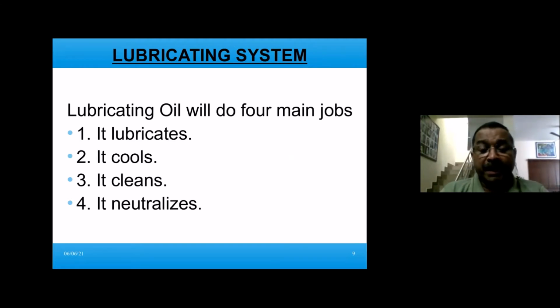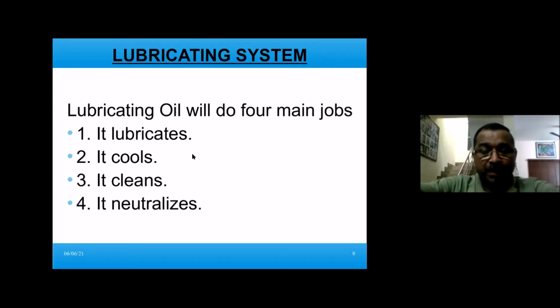Our lubricating oil will do four main jobs. As the name indicates, it lubricates the moving portions. Then it cools. We have a dedicated cooling system for our engine, but the lubricating oil will also cool the engine.